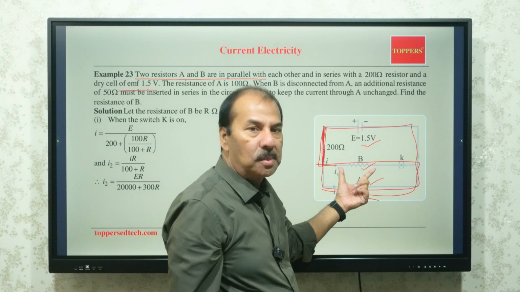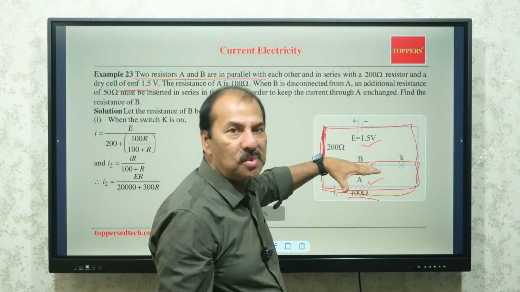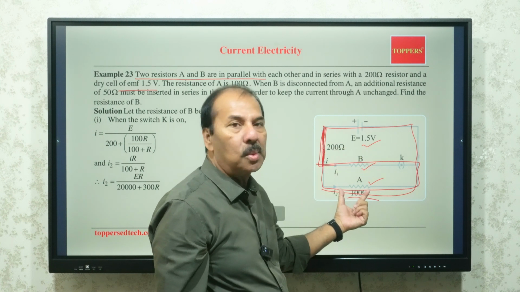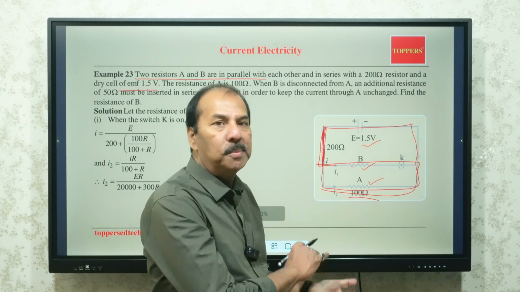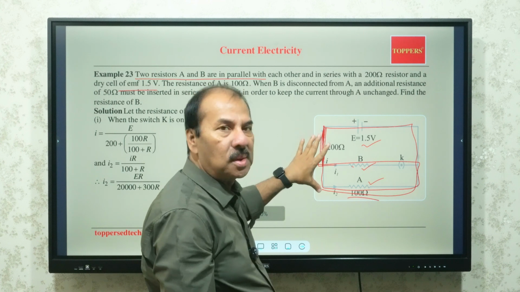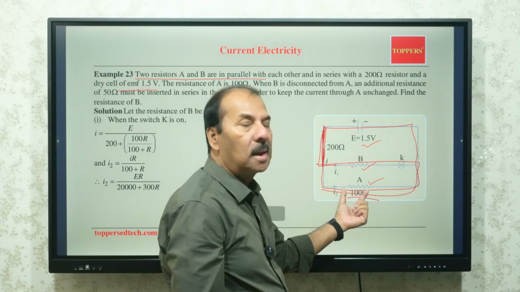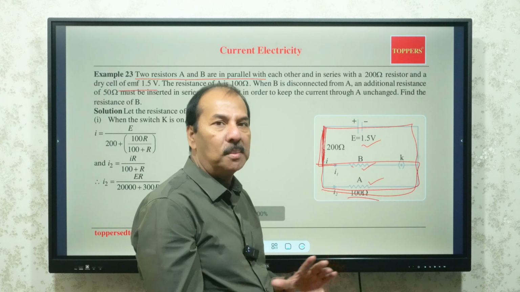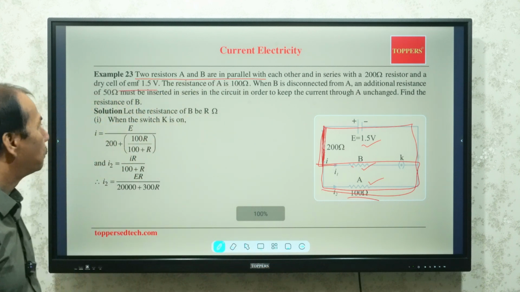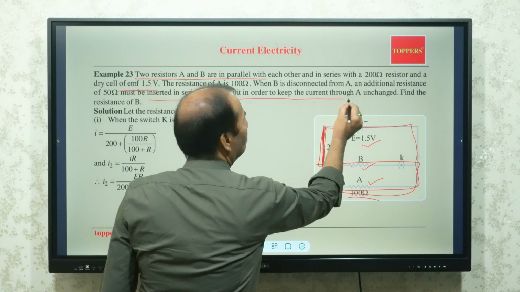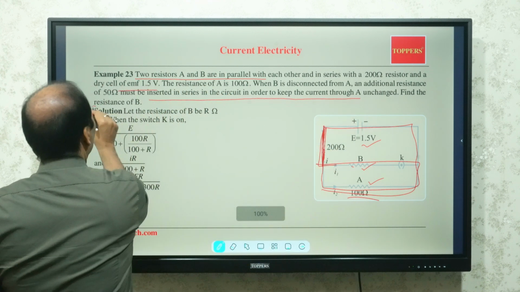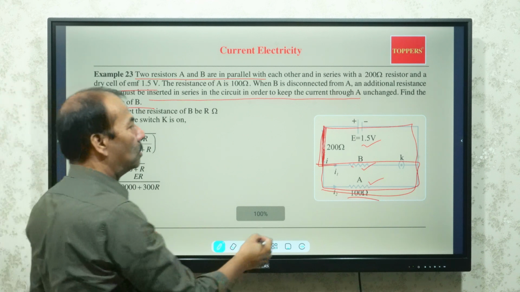This means when B is removed, some amount of current was flowing through A earlier. Now 50 ohm has to be put in series so that the magnitude of the current flowing through A does not change. That is the main part of the question. Find the resistance of B. That is what we have to calculate.